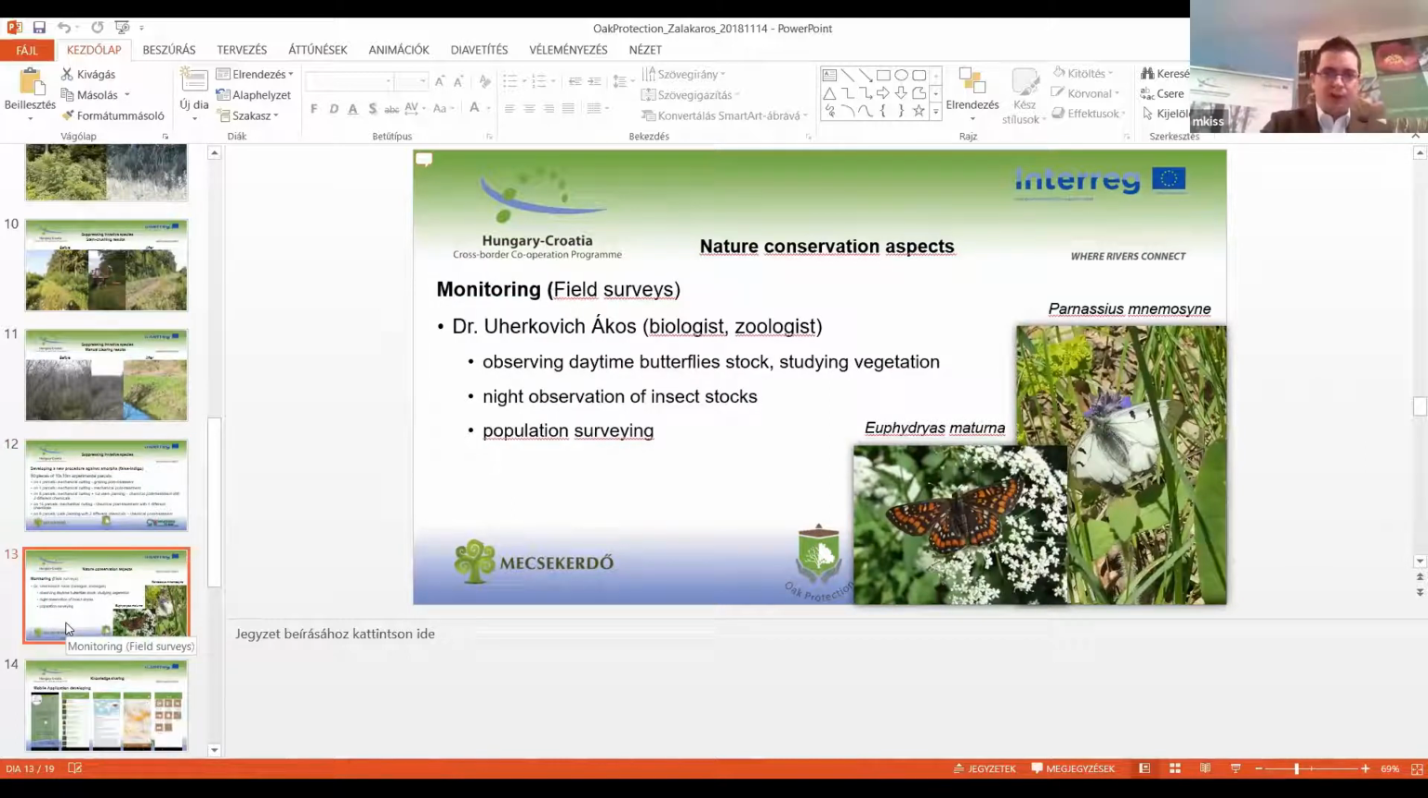Nature conservation aspect. Following the suppression of false indigo, many meadows had regained their original condition. Thus, we tried to map the protected insects and flora in this habitat, so we involved biologists, an external expert. He studied daytime butterflies and nocturnal insect populations. He proved the occurrence of several protected species, for example, clouded Apollo, scarce fritillary.